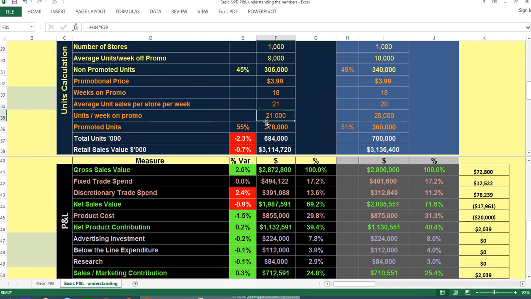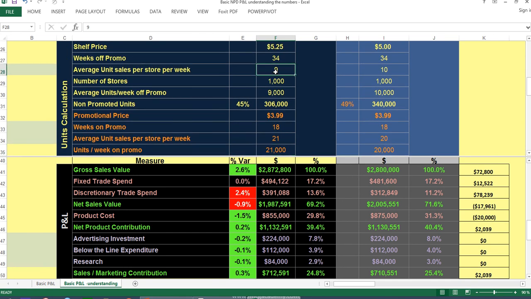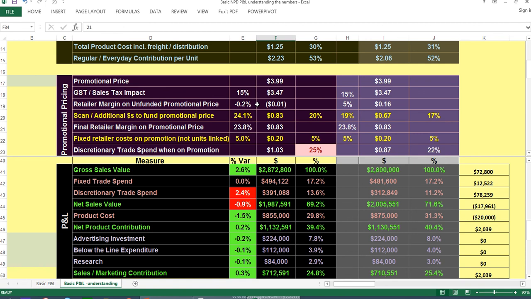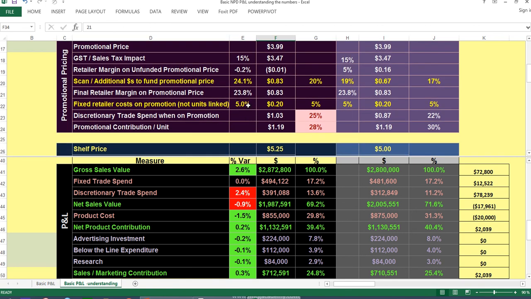So we've changed the average unit sales per store per week on and off promotion. We've changed the shelf price. We've changed quite a few things with the retailer, and we've come back to where we were.